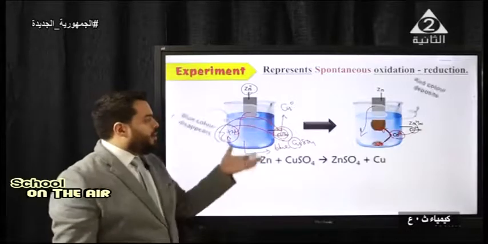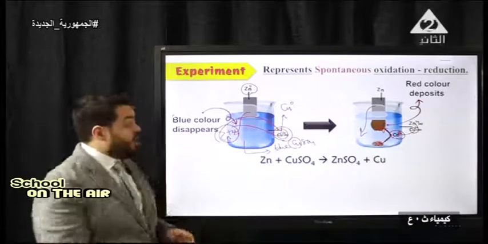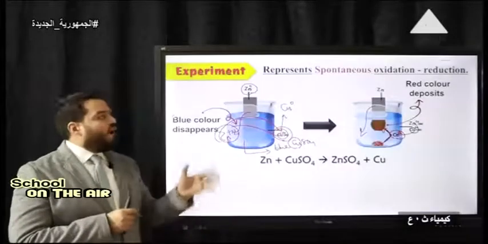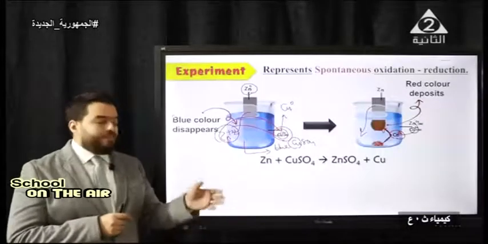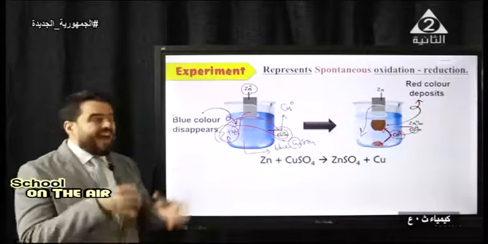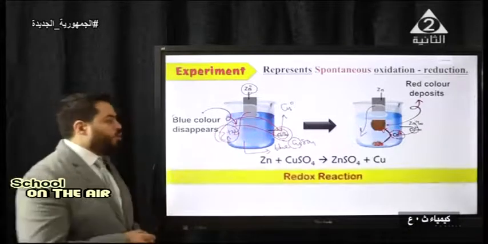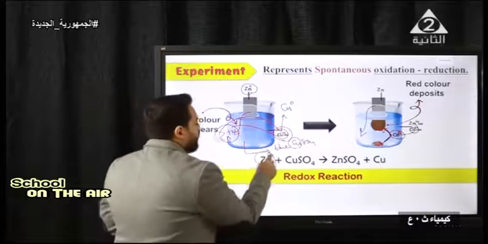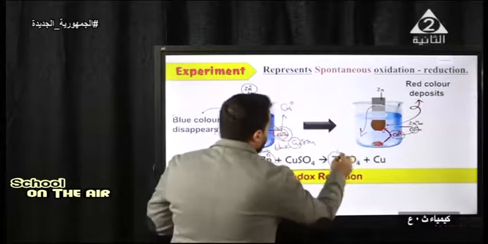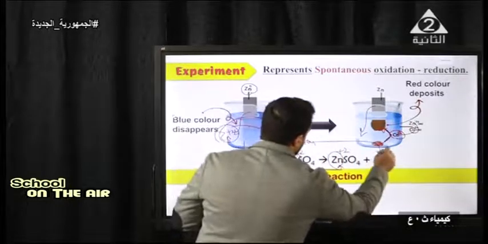So you cannot make oxidation without making reduction, and you cannot make reduction without making oxidation. They are parts of the redox reaction. You have a half reaction called oxidation and a half reaction called reduction, and together they are called the redox reaction. You can conclude that zinc goes from neutral charge to zinc 2+, and the copper 2+ becomes copper neutral.